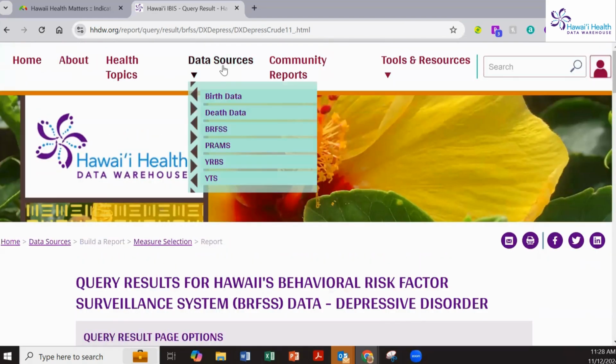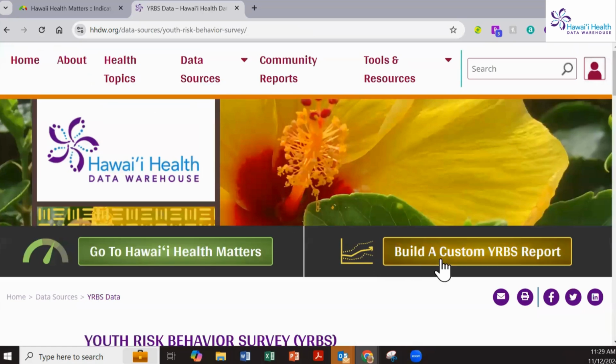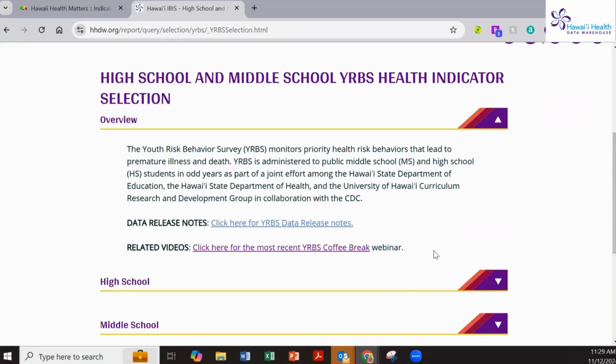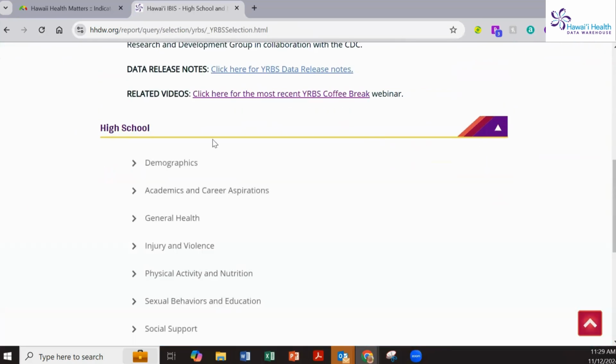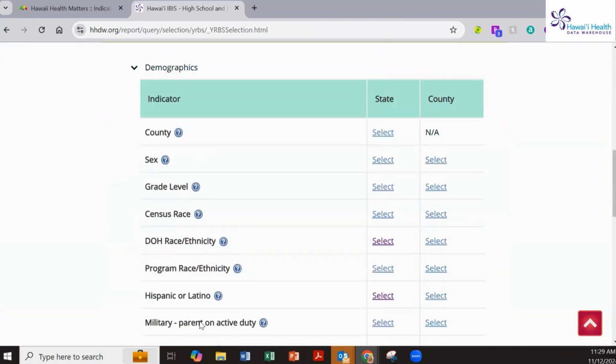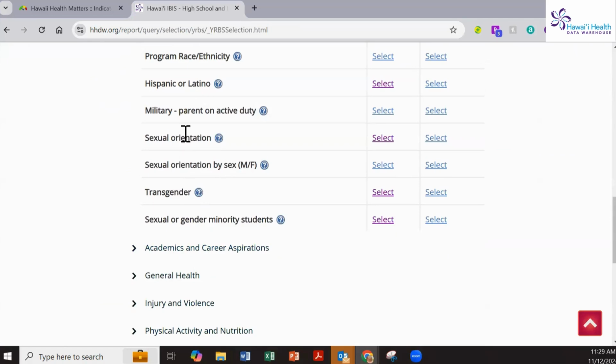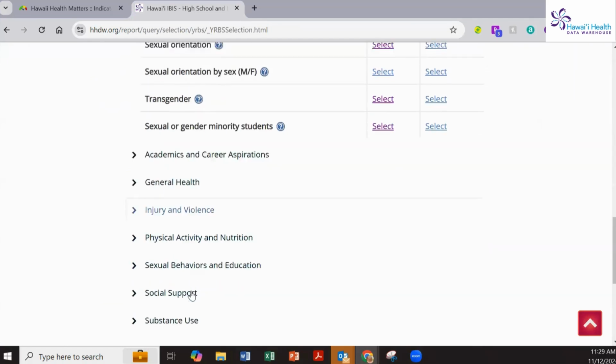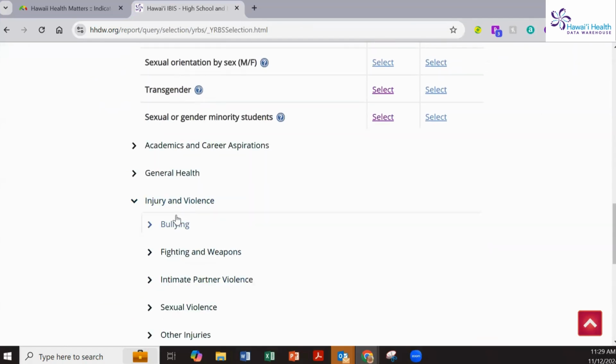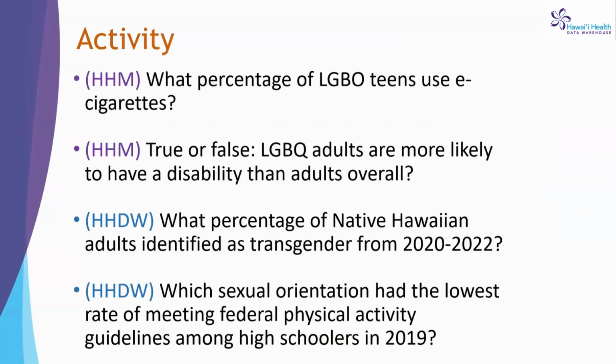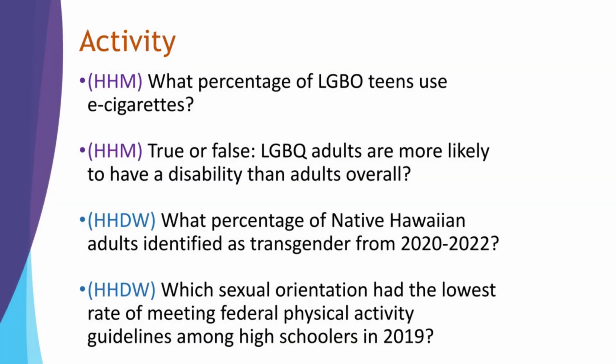The data for the Youth Risk Behavior Survey works the same way. So you can either look at the demographics and look at sexual orientation itself, or you can choose any of these indicators and look at the data by sexual orientation. Now let's give you time for some hands-on work.